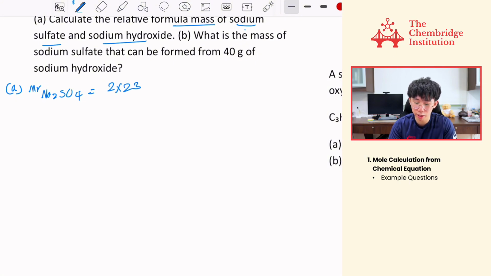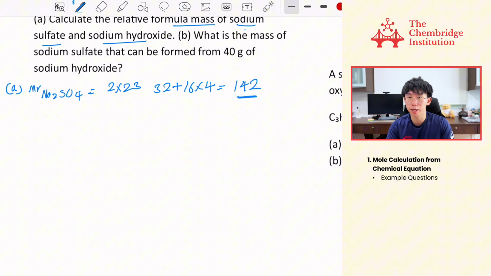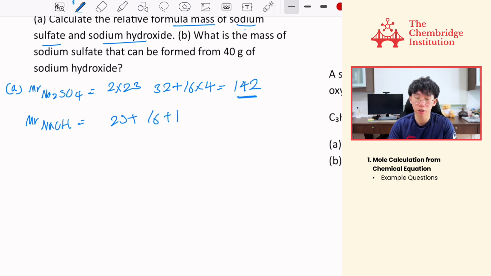There's just 2 times 23 because there are 2 sodiums, plus 32, which is sulfur, plus 16 times 4 for oxygen. This will give you a value of 142. Usually for MR, we don't have a unit, so take note of that as well. Then the MR of sodium hydroxide is equal to 23 plus 16 plus 1 for each of the elements. This will give you a value of 40. That solves part A.